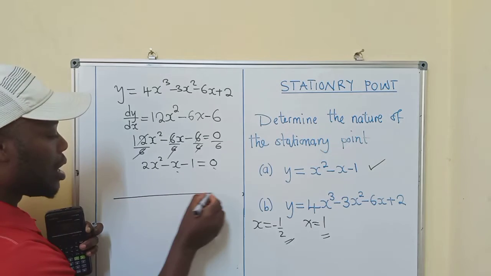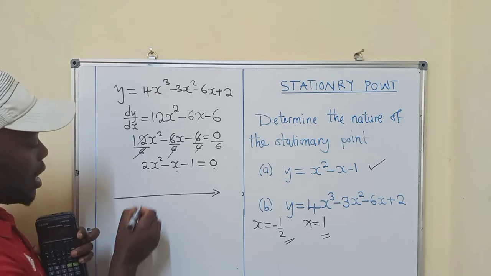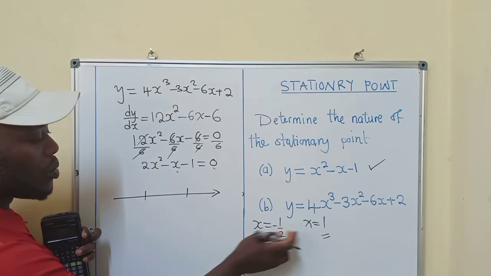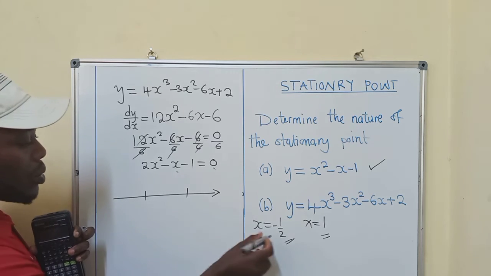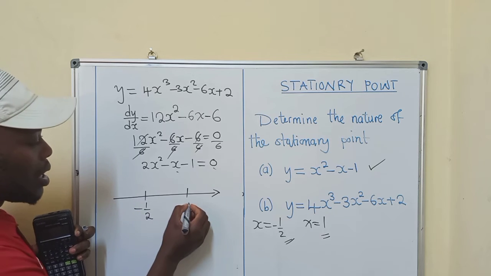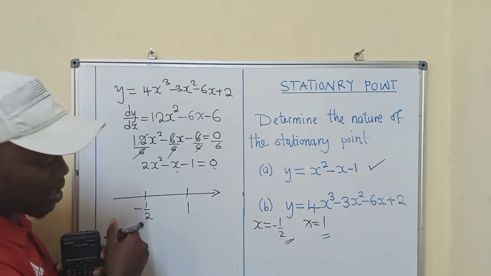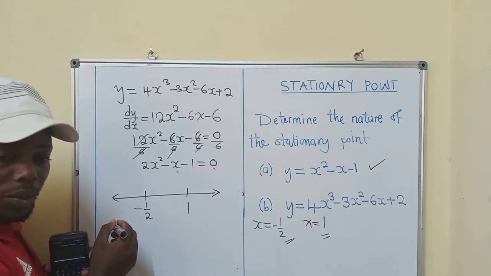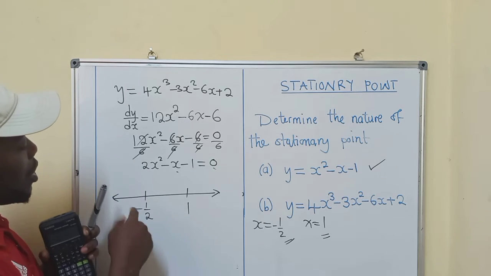You do your line like that. So you write, there are two of them, so meaning you have two. So here, this is negative, so it must be somewhere here. And this is 1. Okay? This is just a number line. So now we start testing.